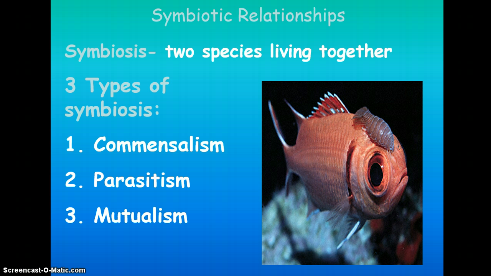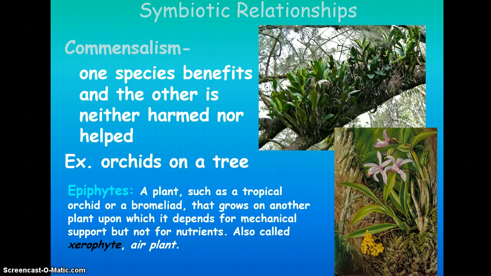We've talked a little bit already about symbiotic relationship. A symbiotic relationship is a close relationship between two organisms, and you should already know the three types: commensalism, parasitism, and mutualism. Commensalism, one species benefits and the other is neither harmed nor helped. Orchids living on a tree. Orchids in the rainforest, the soil is very poor and acidic, so a lot of plants cannot grow in that type of soil, so they actually grow on the trees. The orchids are helped because they have a place to live. Nothing happens to the trees. An orchid is known as an epiphyte, a plant that grows on another plant upon which it depends for mechanical support, but not for nutrients.